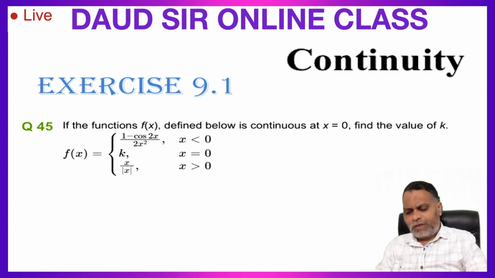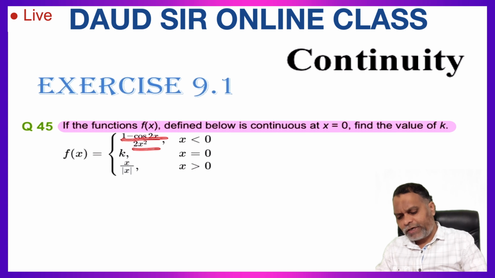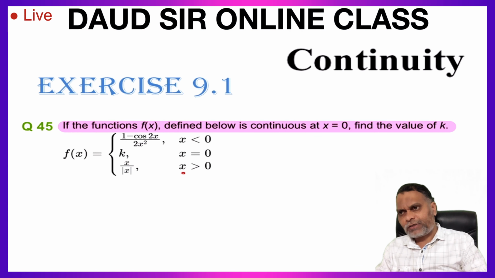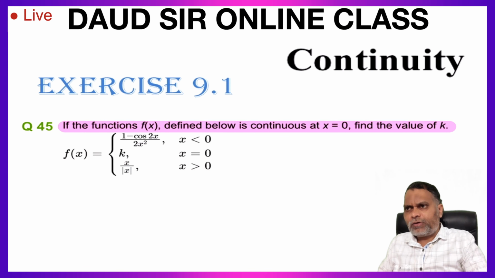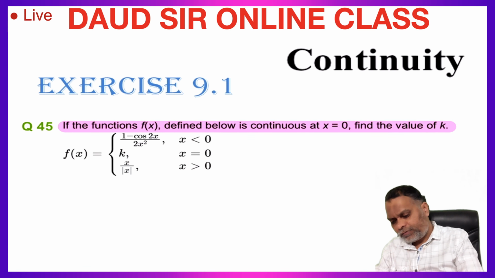Question number 45. If the function f of x defined below is continuous at x is equal to 0, find the value of k. F of x is equal to 1 minus cos 2x upon 2x square if x is less than 0. F of x is equal to k if x is equal to 0, and f of x is equal to x upon modulus of x if x is greater than 0. This function is given continuous at x is equal to 0, so we have to find out this missing value of k.